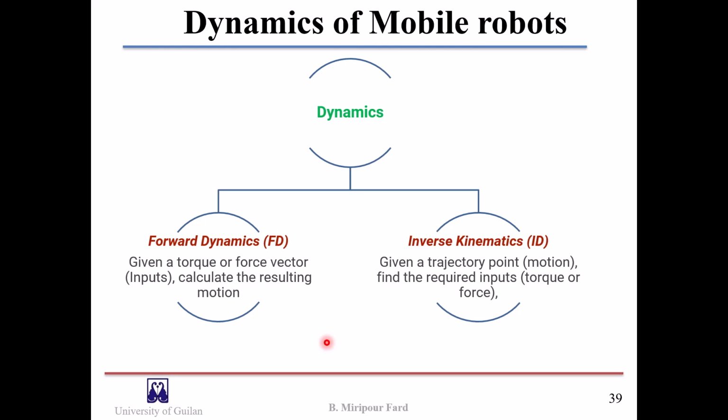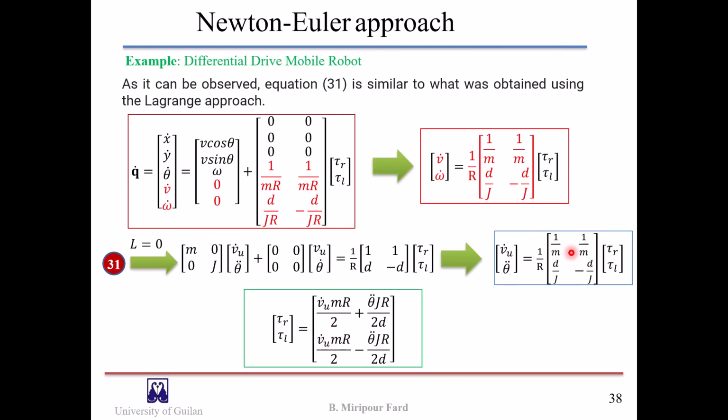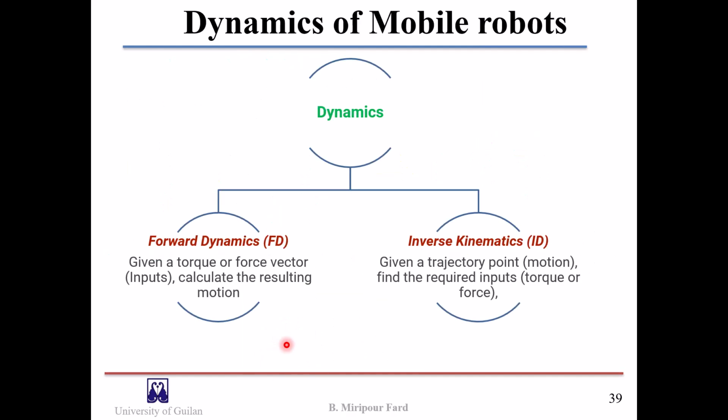As we have seen, the equations can be written both for acceleration and torques. Here are the equations for accelerations, and here is the dynamic equation for the torques. Generally, in the dynamics of mobile robots, similar to other dynamical systems, there are two problems. Forward dynamics, in which for a given input vector, we calculate the resulting motion. Forward dynamic formulation is useful for simulation and analysis purposes.